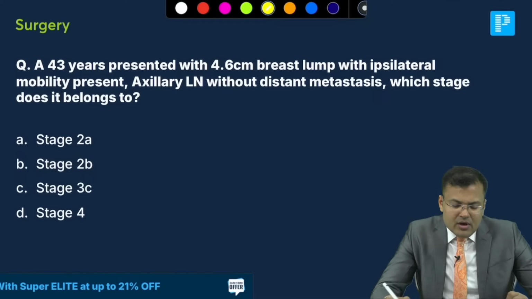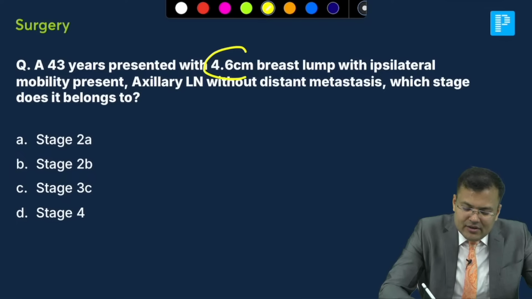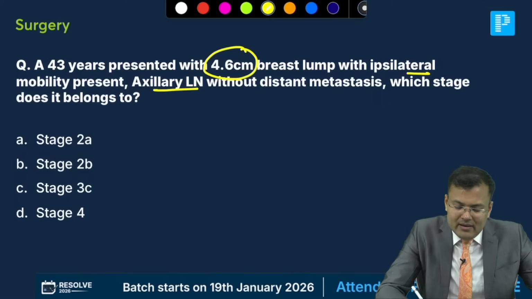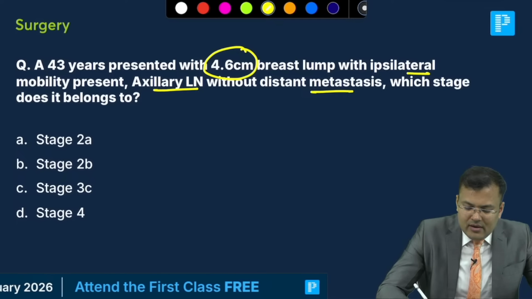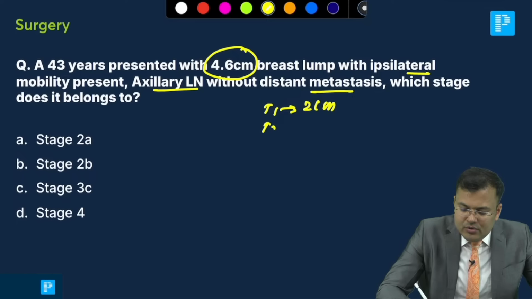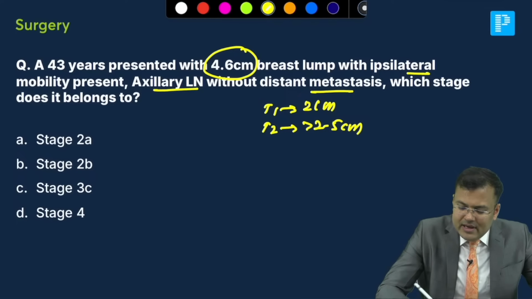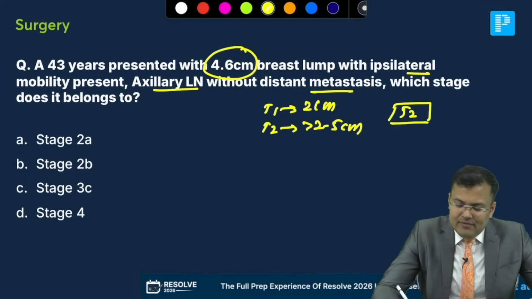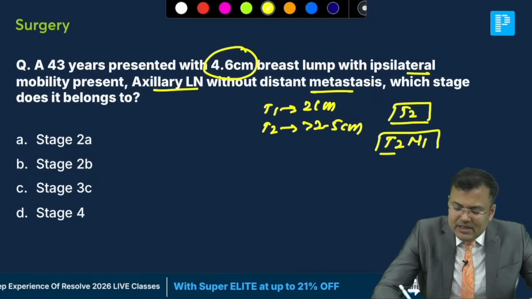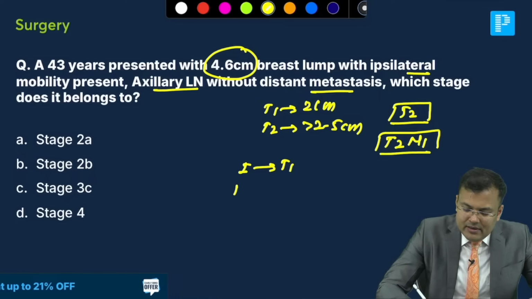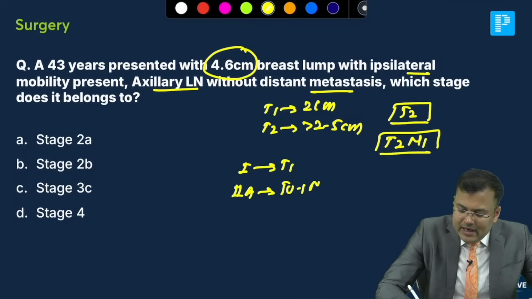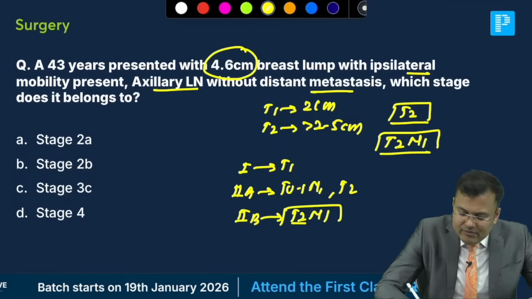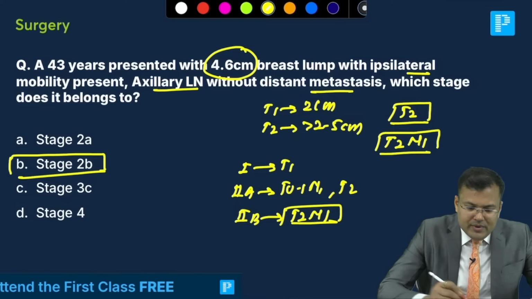Next, 43 years old female, what is the size of lump? 4.6 centimeter. Yes, and there is axillary lymph node which is mobile without distant metastasis. So guys, you know that T1 is up to 2 centimeter, T2 is more than 2 to 5 centimeter, right. So here 4.6 means it is T2, and there is mobile axillary lymph node. So that is T2N1, and we discussed multiple times what is the stage. Stage 1 is T1, stage 2A is T0N1 and T2, and stage 2B is T2N1. So what is the correct answer here? The correct answer is stage 2B.